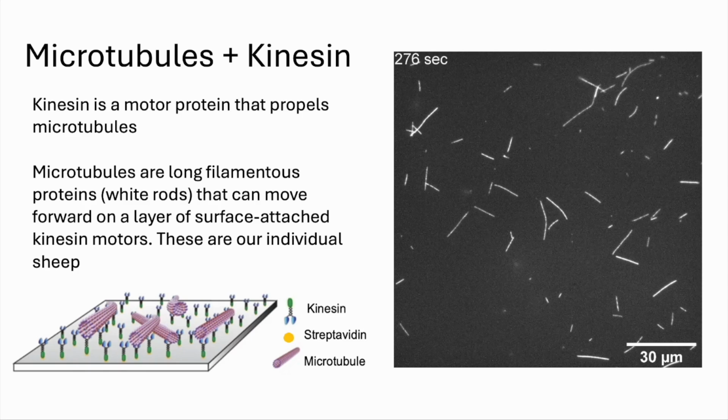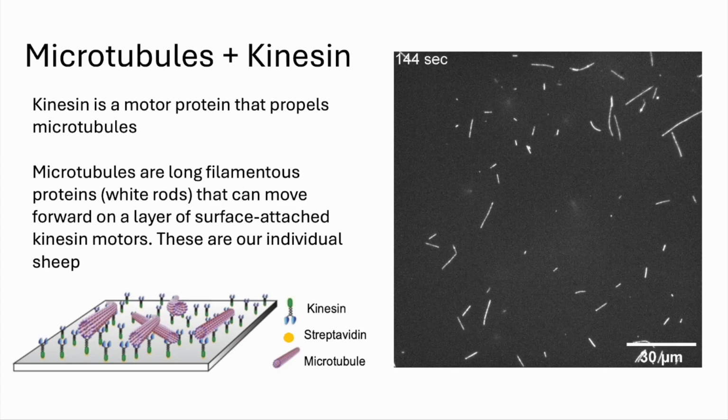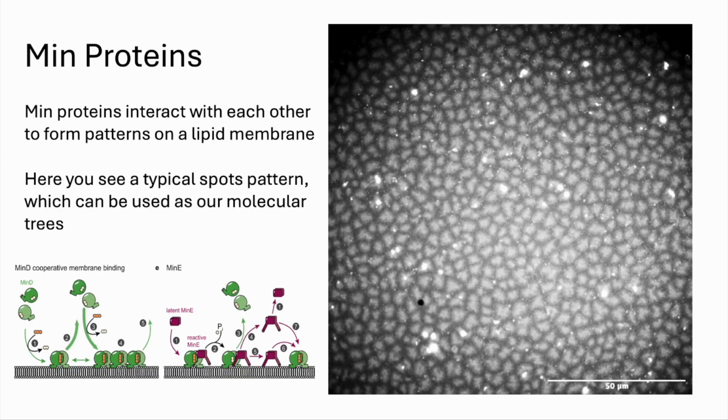Here, rod-shaped microtubules glide on top of a layer of surface-attached kinesin motors. We can direct the motion of these molecular sheep using obstacles. We use MinDE proteins for our molecular obstacles. MinDE proteins interact with each other to make patterns on a lipid membrane. The MinDE protein spots you see here kind of resemble trees in a field.